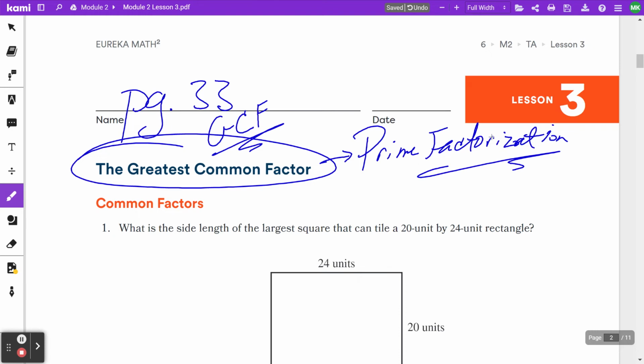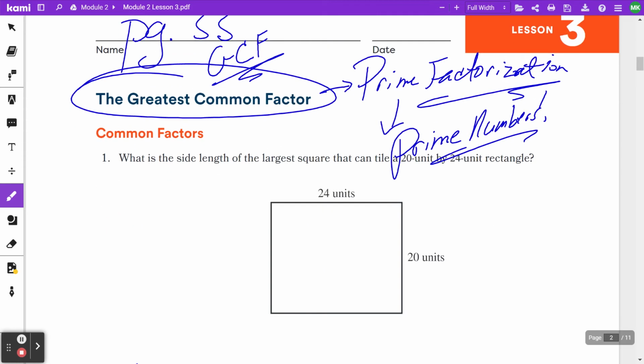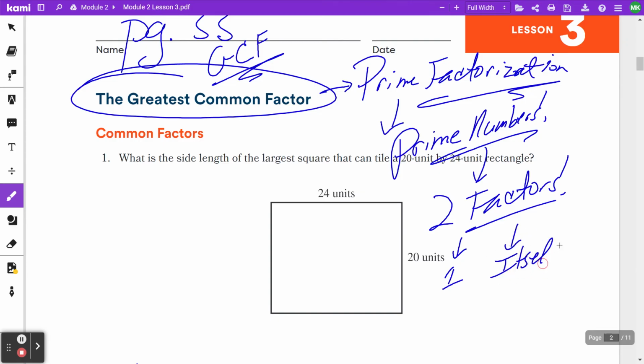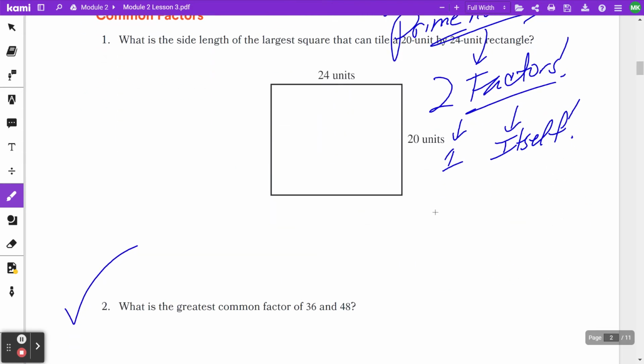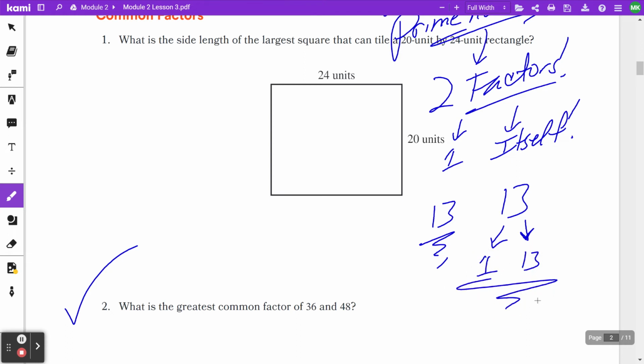And in order for you to be successful with prime factorization, you need to know what a prime number is. Prime numbers simply mean a number that has two factors, one and itself. Here's what I mean by that. The number 13 only has two factors, right? There are only two numbers that you can multiply to get 13. There's a 1 and there's a 13. And there you go, that's a prime number.